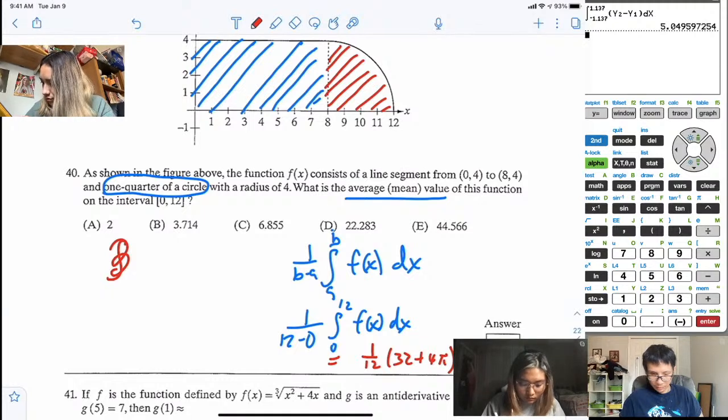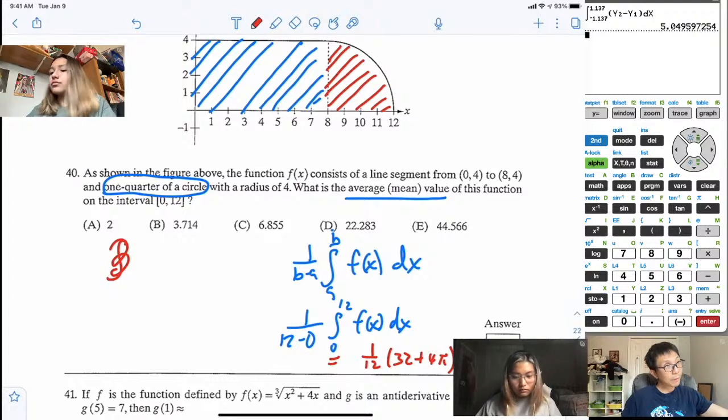3.714 rounded. Is that the right answer? Let me see. Yeah, it's right.